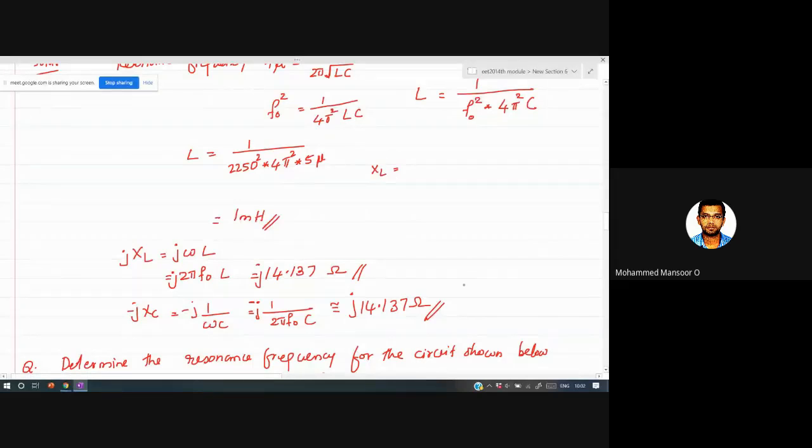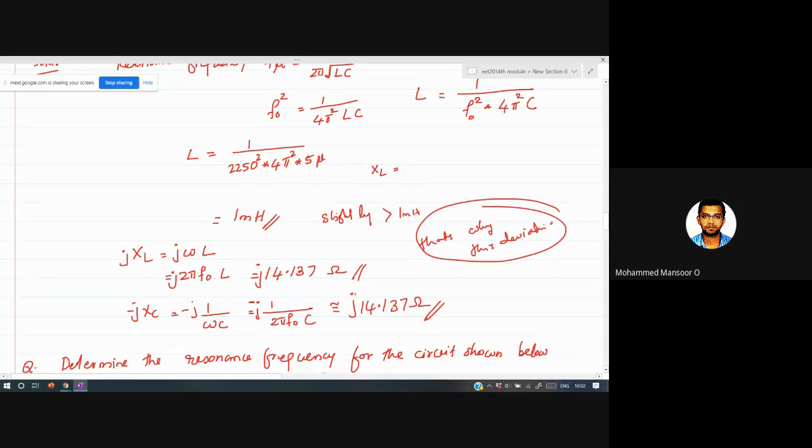Yes, 14.7 is coming. But do you know why? You took 1 milli, but the actual value is slightly greater than 1 milli. But we have taken 1 millihenry. That's why this deviation.